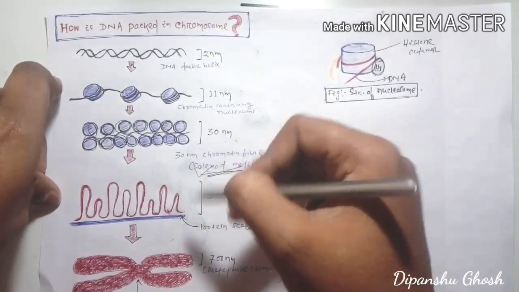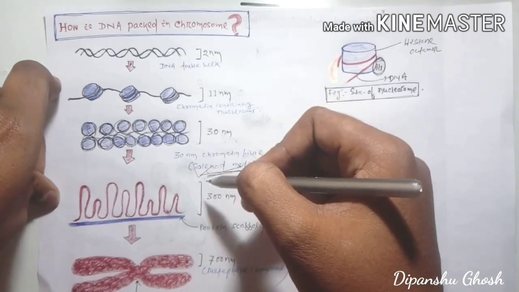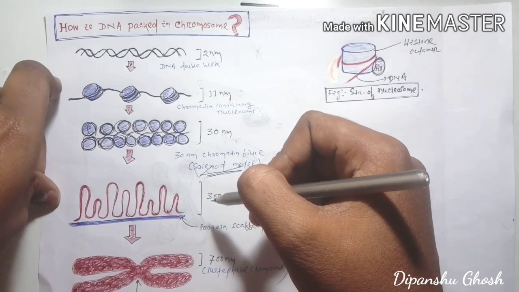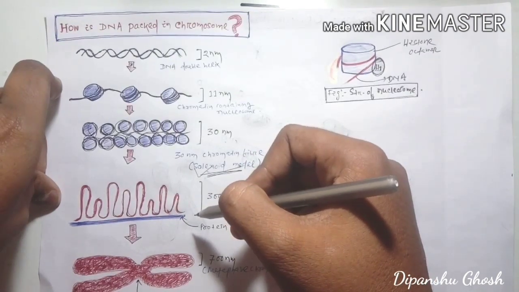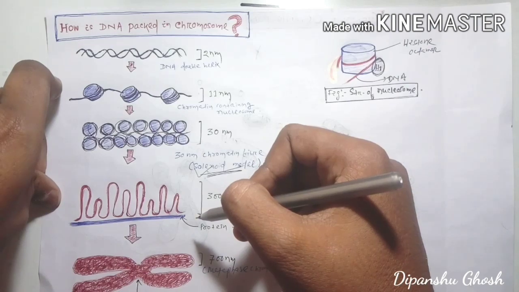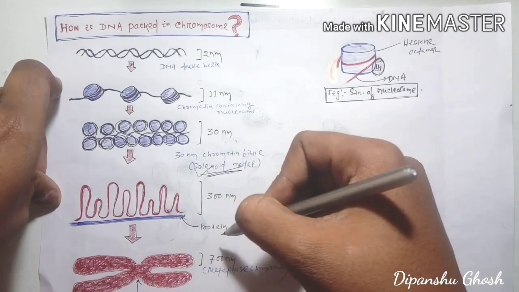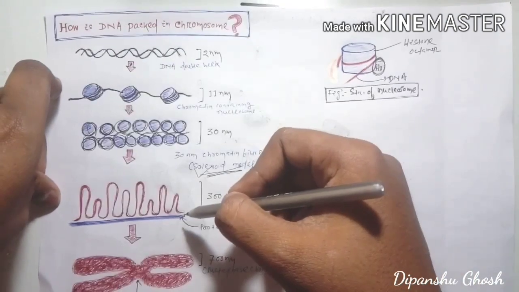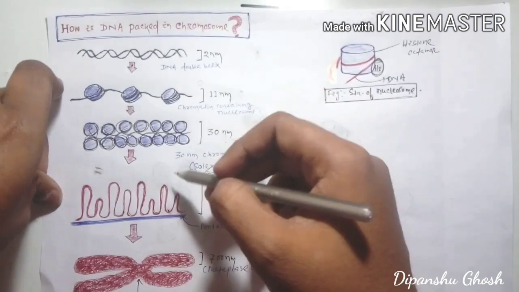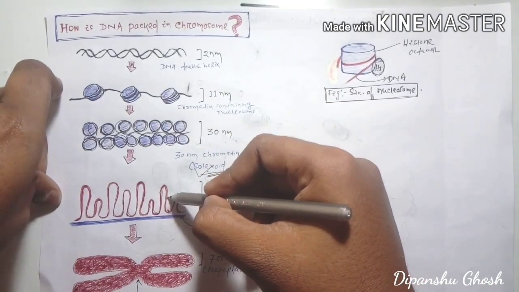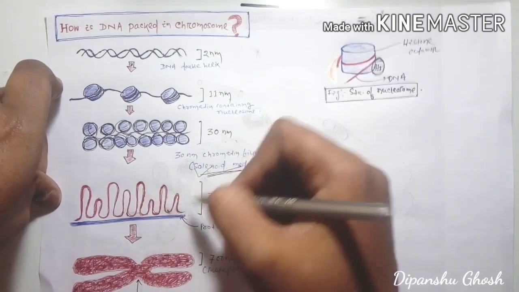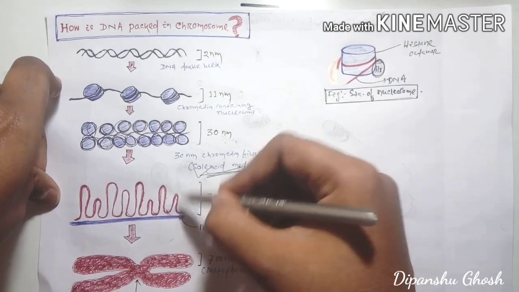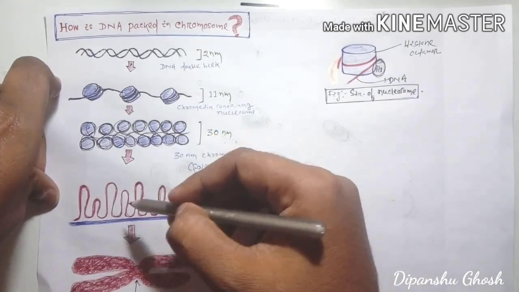Further downwards, the 30 nanometer chromatin fiber will be further condensed in the next stage. But this time the process will be aided by a particular type of protein called scaffold protein, also called protein scaffold. The protein scaffold will help this solenoid model to be further condensed like this. That means it is more condensed. This is your protein scaffold, and it will help this solenoid model to be more condensed.